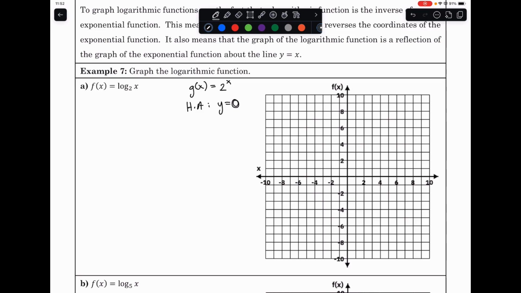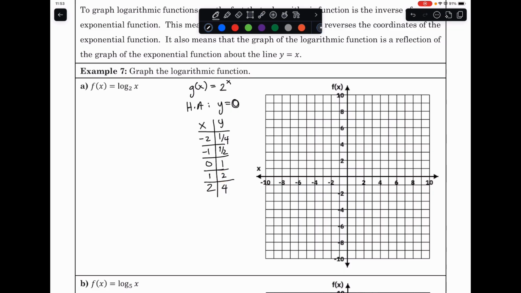So let's plot some points here. Let's use the same points that we used the first time we graphed these exponentials, from negative 2 to positive 2. The y values are going to be, let's start with 0, that's going to be 1. 2 to the first power is 2, and 2 to the second power is 4. So 2 to the negative 2 would be the reciprocal of 4, which is 1 over 4. And 2 to the negative 1 will be the reciprocal of 2, so 1/2.